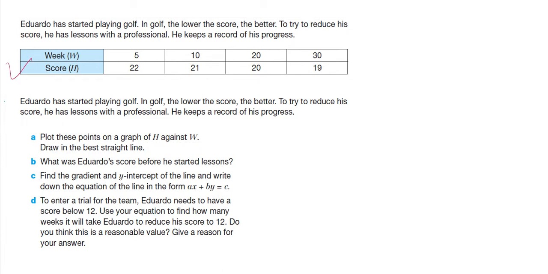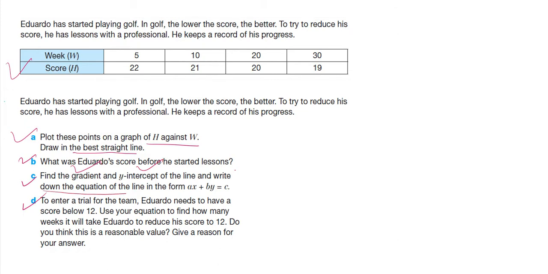You have to do these parts. Plot these points on a graph, H against W. Okay, draw in the best straight line. What was Gerardo's score before he started lessons? Find the gradient and y-intercept. Write the equation in the form given.